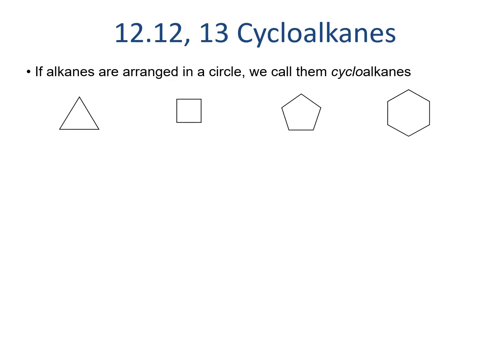Sometimes alkanes are arranged in rings rather than in straight lines. The naming is pretty similar. We just put cyclo in front of the name that we'd give it if it was a straight chain. So a 3-carbon ring is cyclopropane, a 4-carbon ring is cyclobutane, a 5-carbon ring is cyclopentane, and a 6-carbon ring is cyclohexane. Typically, we'll name the rings as the main chain if they're present, particularly in this class.